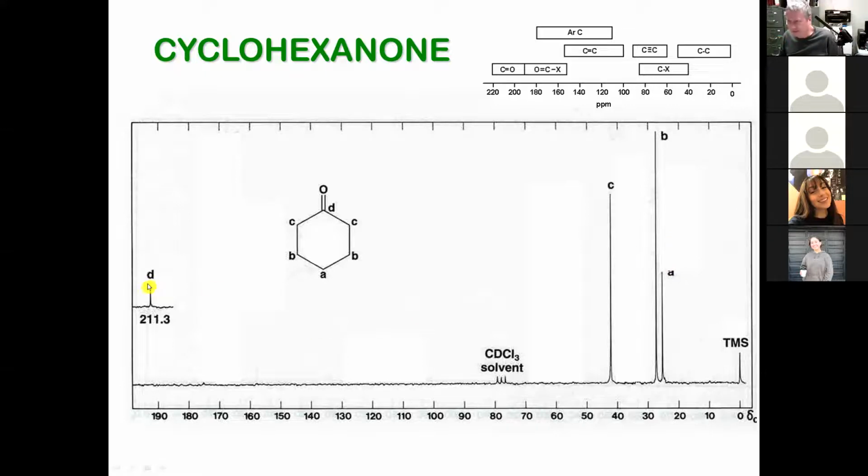And also D is small because what makes D small? The lack of protons on it, right? Carbons with no protons on them are smaller. It's just kind of a common phenomenon.